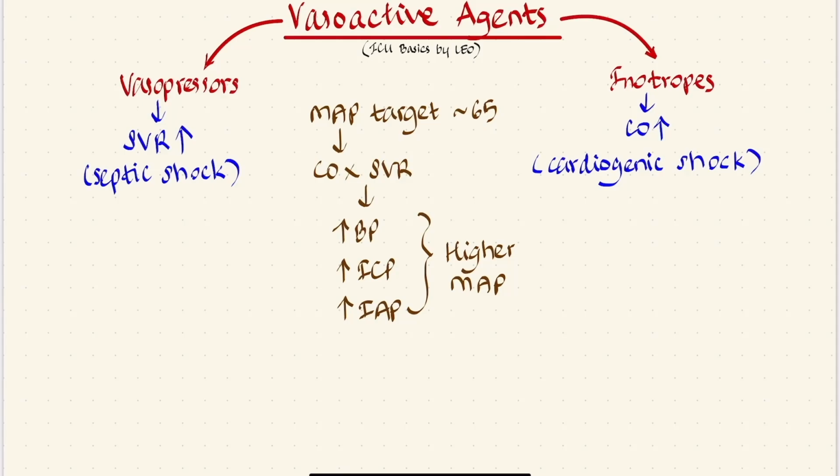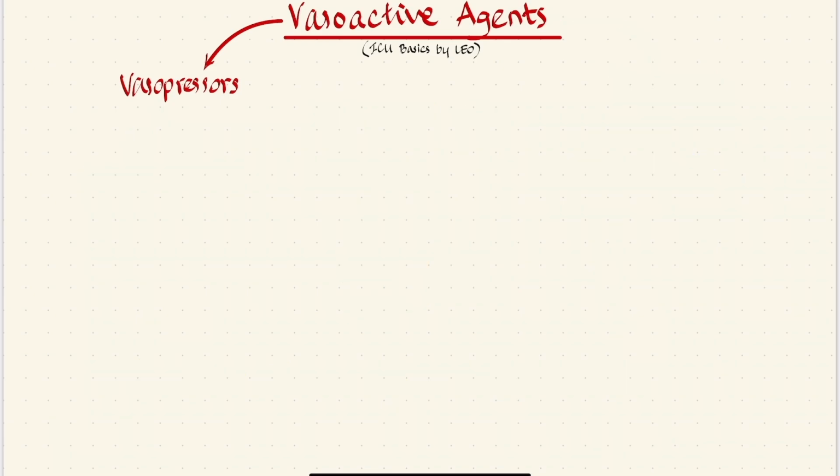Before we commence vasoactive agents, we need to bear in mind that patient's circulatory volume is adequate, pH and electrolytes are reasonably corrected to ensure the maximum effect of vasoactive agents. So, let's start to talk about vasopressors.